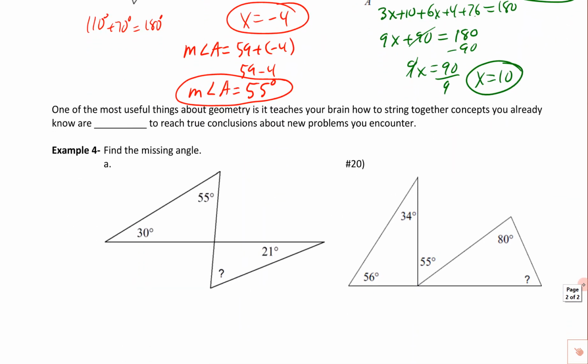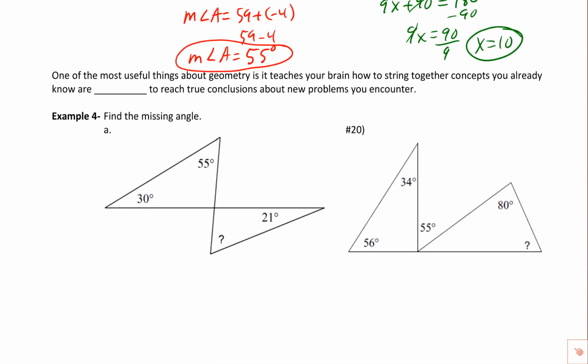Okay, all right. Now, let's take a look at these last couple. And I do want to emphasize this. So I want you to put a star by this, and I want you to keep this in mind. There are some people that really love geometry, and there are some people that do not enjoy geometry. They have a hard time visualizing what's going on. They're wondering when they'd ever see figures like this. But these are really useful. One of the most useful things about geometry is it teaches your brain how to string together concepts you already know are true to reach true conclusions about new problems you encounter.